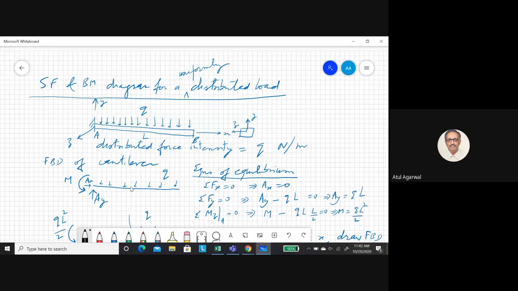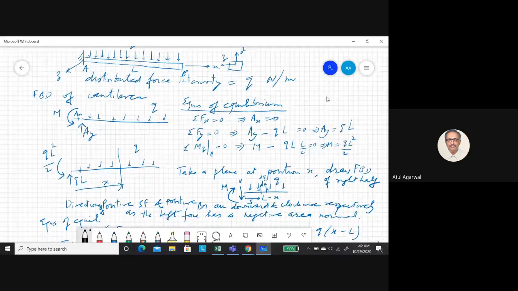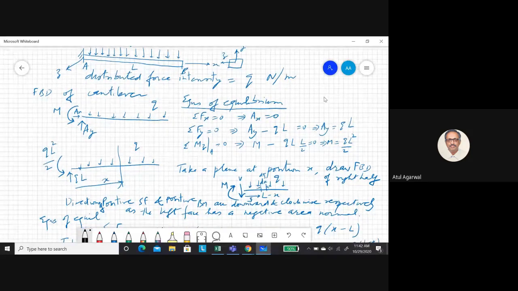So that will cause a clockwise couple moment about point A, so minus QL into L by 2. So you get M, the moment caused by the support here, as Q into L square by 2. So these are very important. If you don't understand this, you will get a failure grade in this course. So if anybody has any problem, ask me.